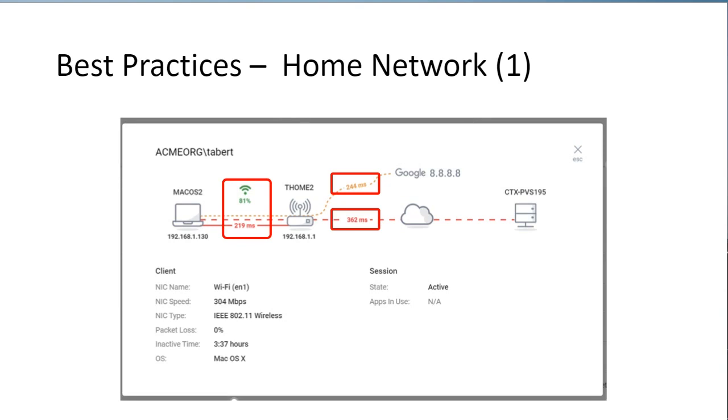Home networking, we've also seen this as an issue. There's software out there that will check the latency from your VDI client to your router, and make sure the latency there is good. Right now, you can see this is just a horrible 219 milliseconds of latency, but we never would have found that if we didn't have this monitoring solution that allows us to check from the client to the home router.